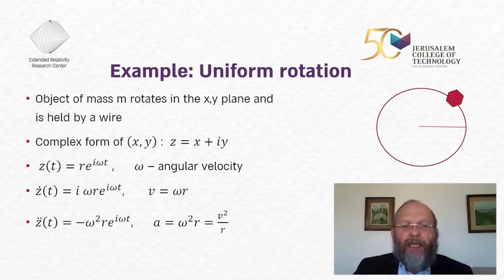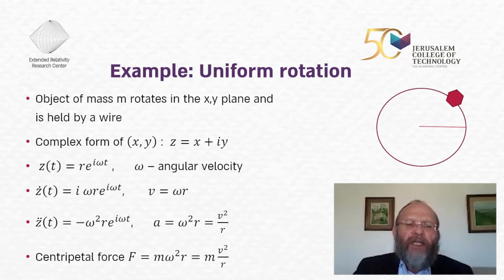For instance, you can tell what the force is with which the object pulls the wire. It's called the centripetal force. It's mass times the acceleration by Newton's second law, which is m omega squared r, or, using the second formula, m v squared over r. That means if your velocity increases twice, the force increases four times, as the square of your velocity. As the radius is larger, the force is also getting larger. And the same thing about omega is quadratic.